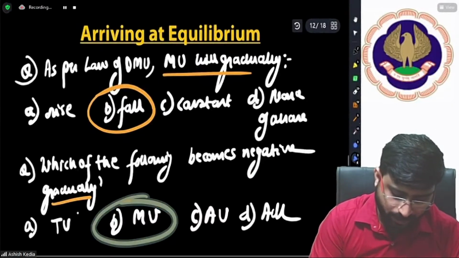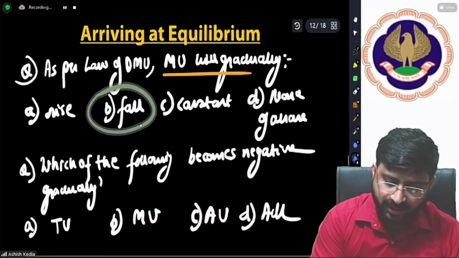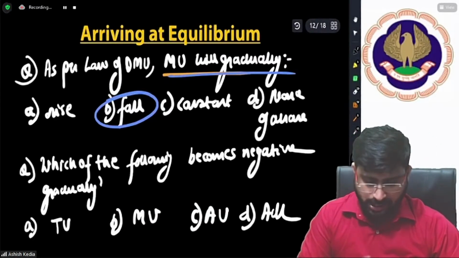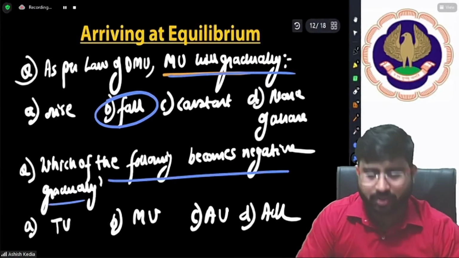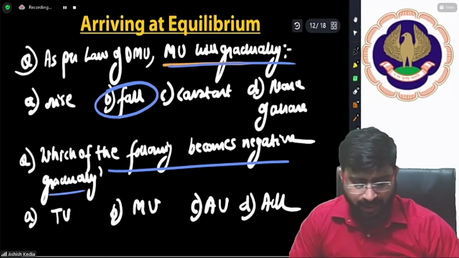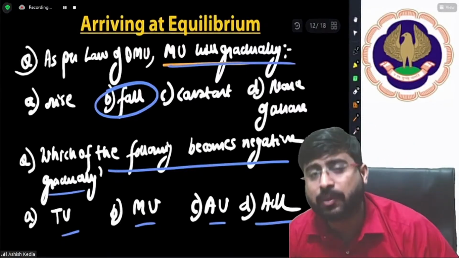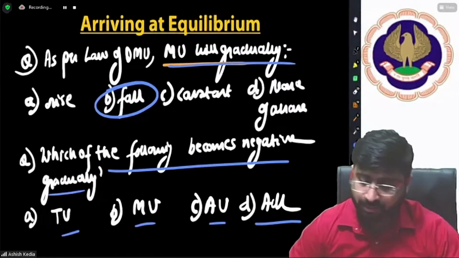Okay. So my dear friends, this we have already done, that as per law of DMU, MU will gradually fall. And which of the following becomes negative gradually? Which one of them can become negative? Total utility, marginal utility, average utility, or all? Mind you, the question is which one will become negative?